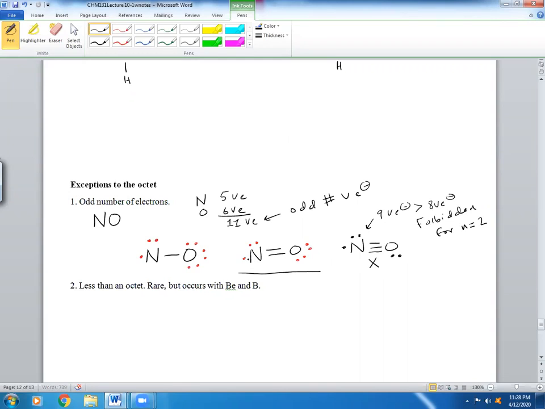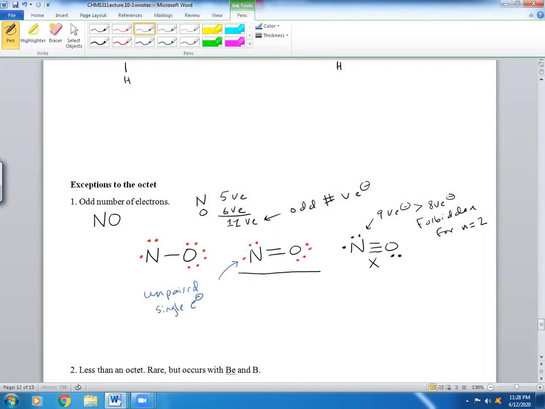So what is this now? What is this called? So anytime you have an odd number, you will form something, and you heard of this before. This is called, anytime you have, notice how you have an unpaired single electron. Anytime you have a species with an unpaired single electron, we have a name for this. We call it a free radical.